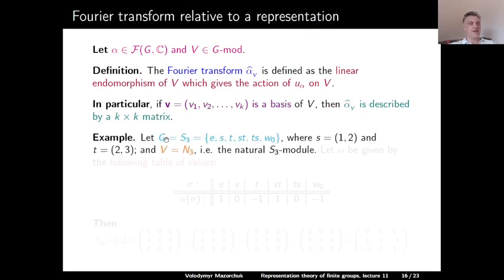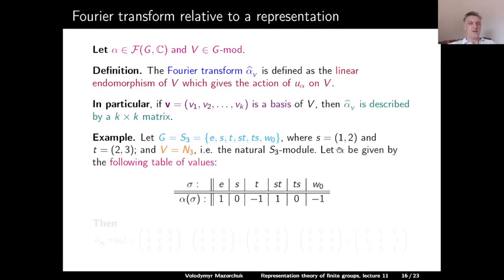Example: if we take the group S3, which consists of elements e, s, t, st, ts, and w0, where s is the transposition (1 2), and t is the transposition (2 3), and we take as V the natural S3 module, then let us take the function alpha, which is given by the following table of values. It has value 1 on the identity, value 0 at the element s, minus 1 at the element t, value 1 at st, 0 at ts, and w0 at minus 1.